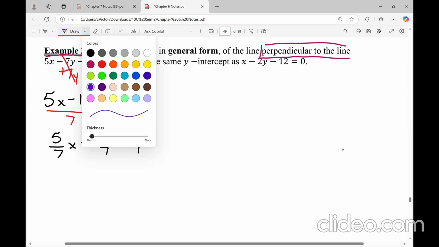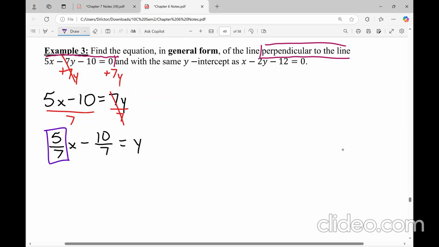perpendicular. So which number is our slope? This number in front of x is our slope. So for it to be perpendicular, it's going to be the opposite sign reciprocal. So our reciprocal, 5/7, is now 7/5. Our fraction was positive, so now it's going to be negative. So our slope is going to be negative 7/5.